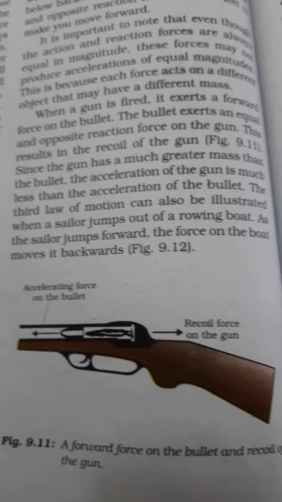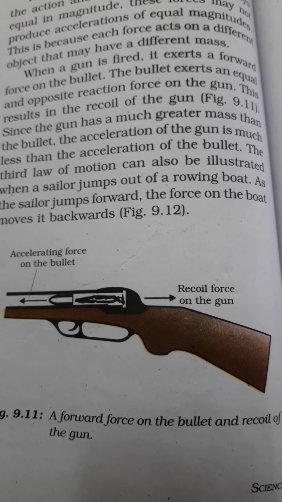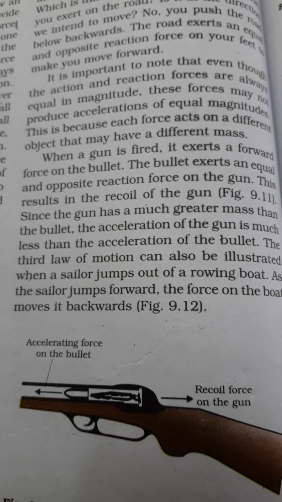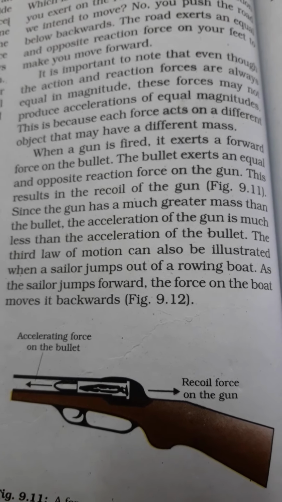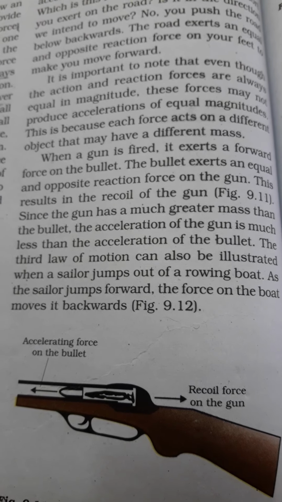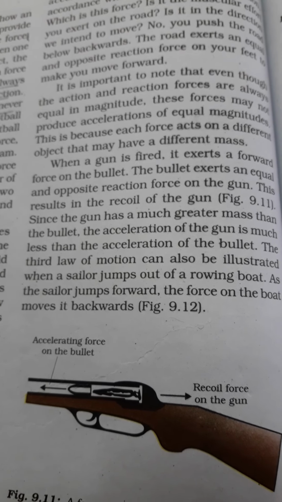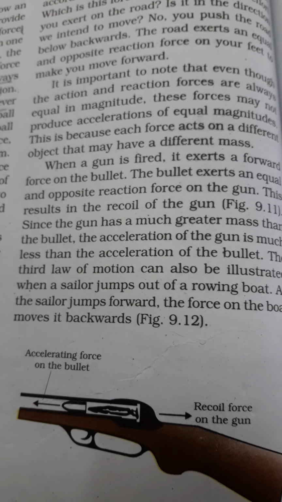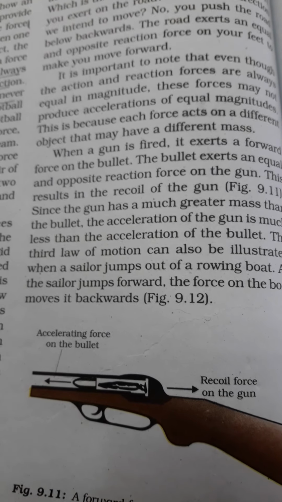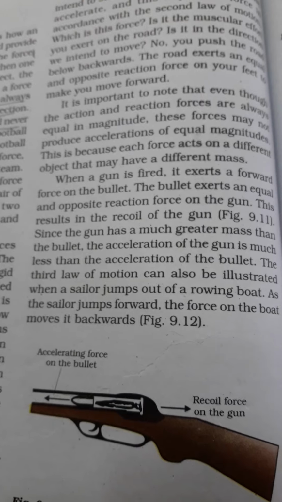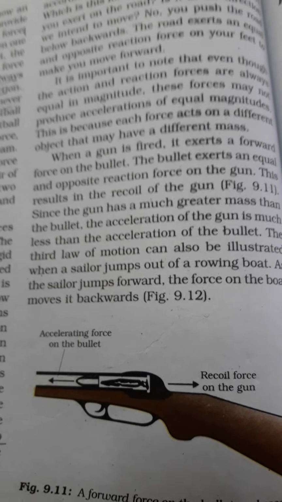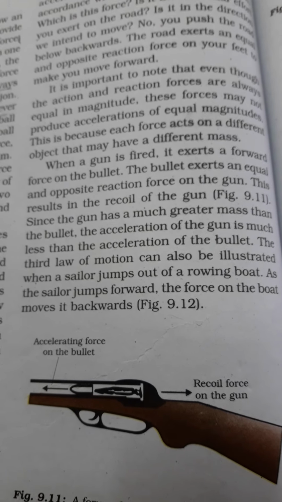Next example is recoil of the gun. When a gun is fired, it exerts a forward force on the bullet. The bullet leaves the gun and goes forward, and the gun recoils, it goes back. Why? The bullet exerts an equal and opposite reaction force on the gun. This results in the recoil of the gun.